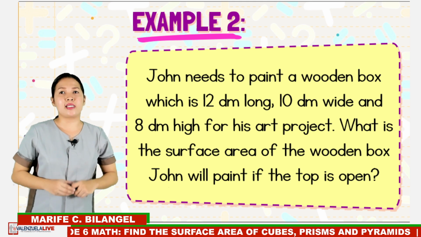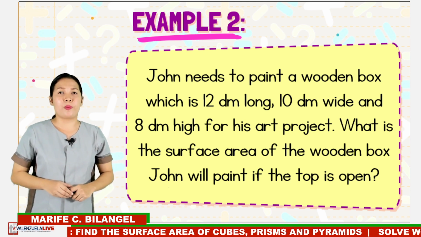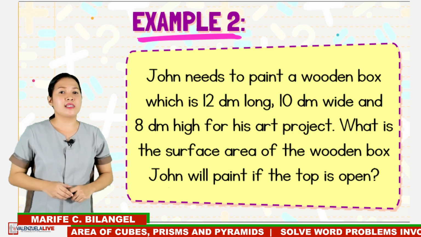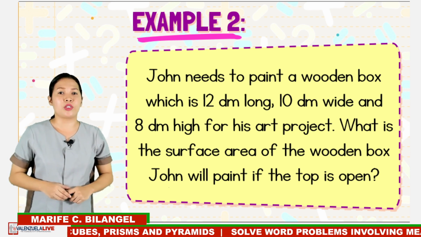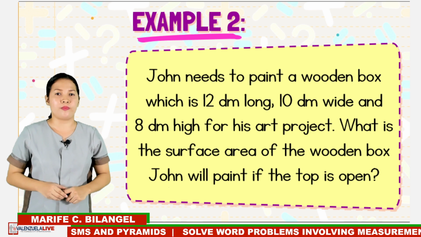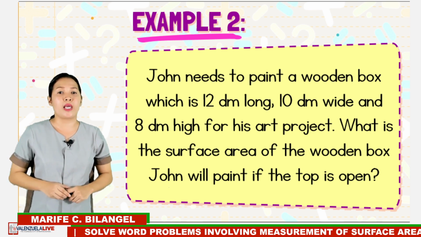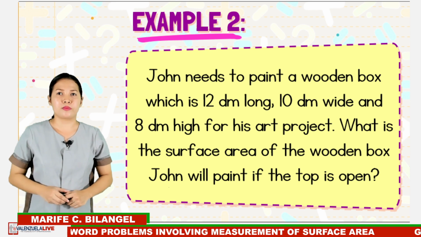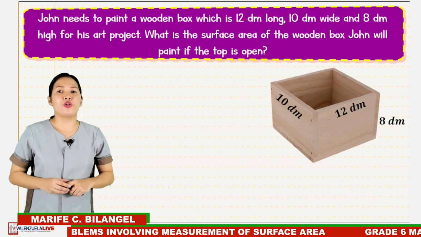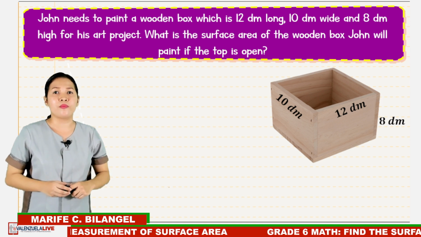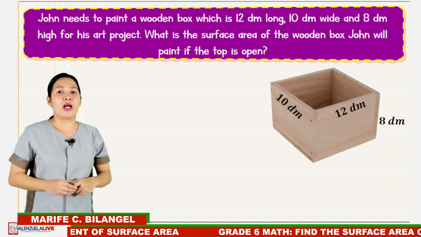For our next example, John needs to paint a wooden box which is 12 decimeters long, 10 decimeters wide, and 8 decimeters high for his art project. What is the surface area of the wooden box John will paint if the top is open? To solve the surface area of the wooden box, let us illustrate it first. As you can see, we have the wooden box here.